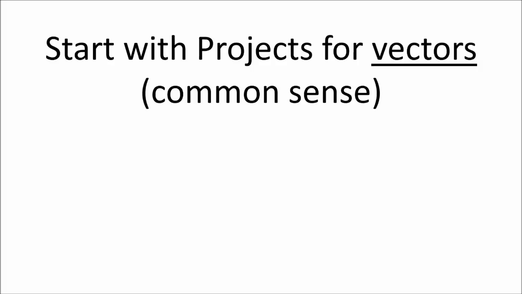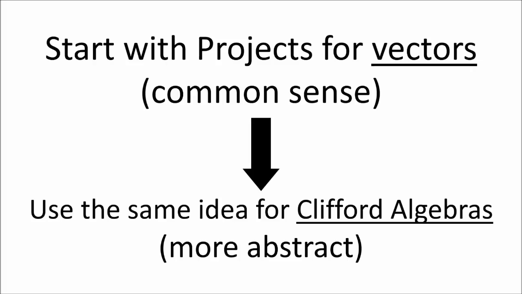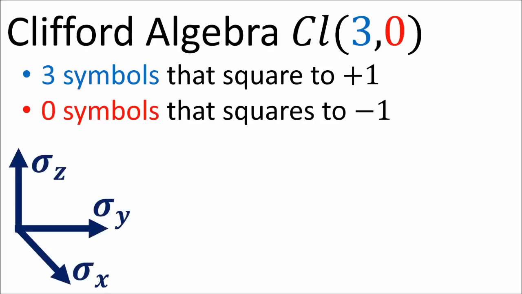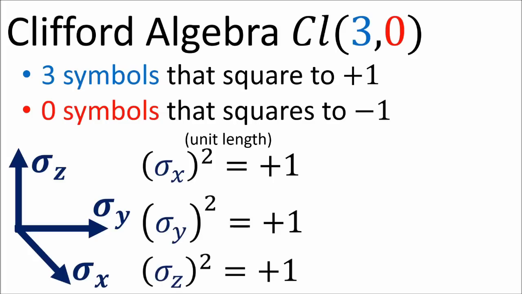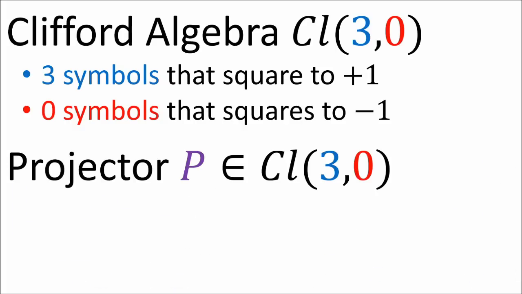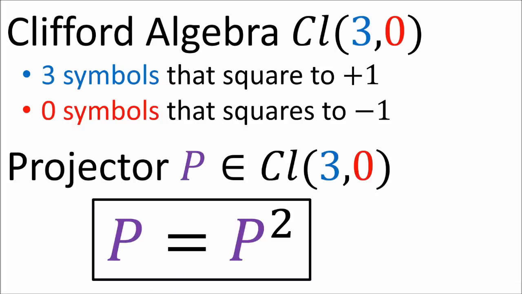Now, what we've seen so far are matrix projectors that act on vectors. This should be pretty familiar to anyone who knows linear algebra. Next, I'd like to talk about projectors in Clifford algebras. Specifically, we'll look at projectors in CL30, which has basis vectors sigma x, sigma y, and sigma z that all square to +1 and all anti-commute with each other. A member inside a Clifford algebra P is called a projector if p squared equals p.